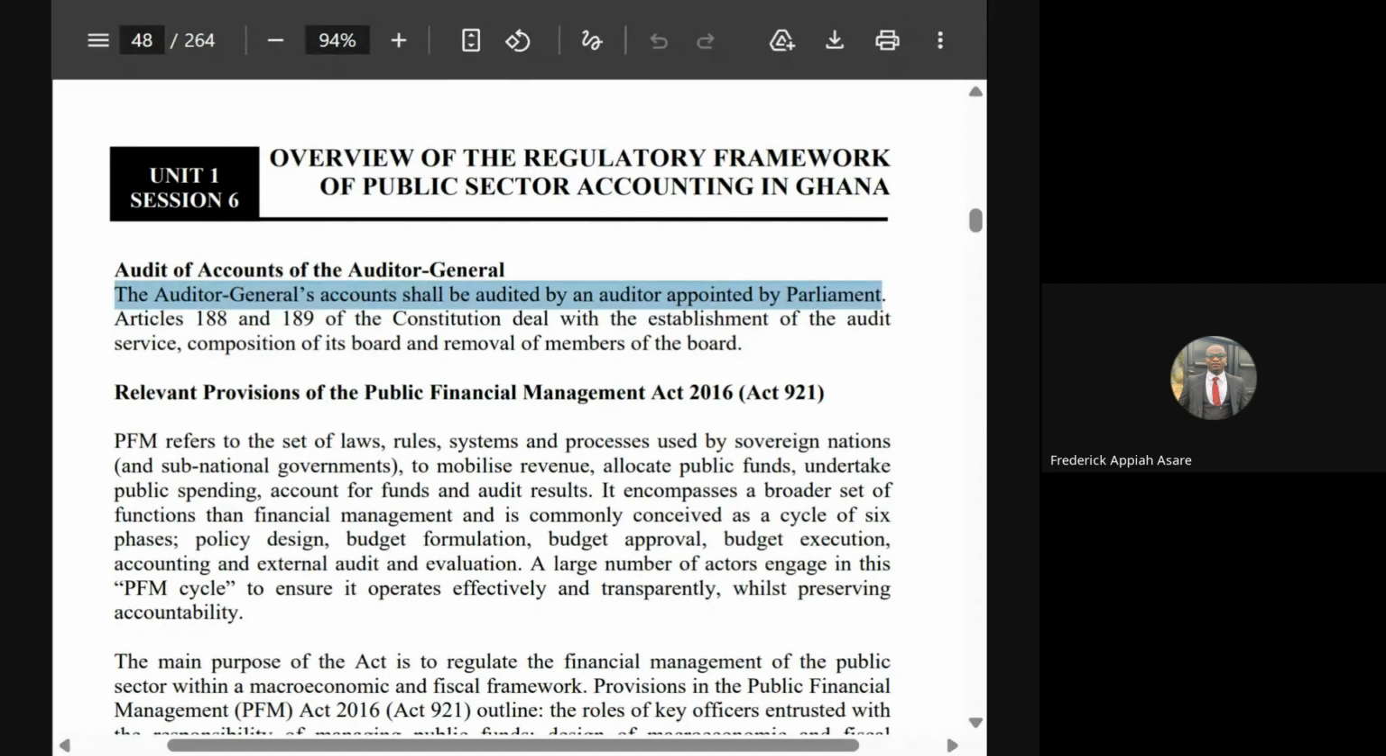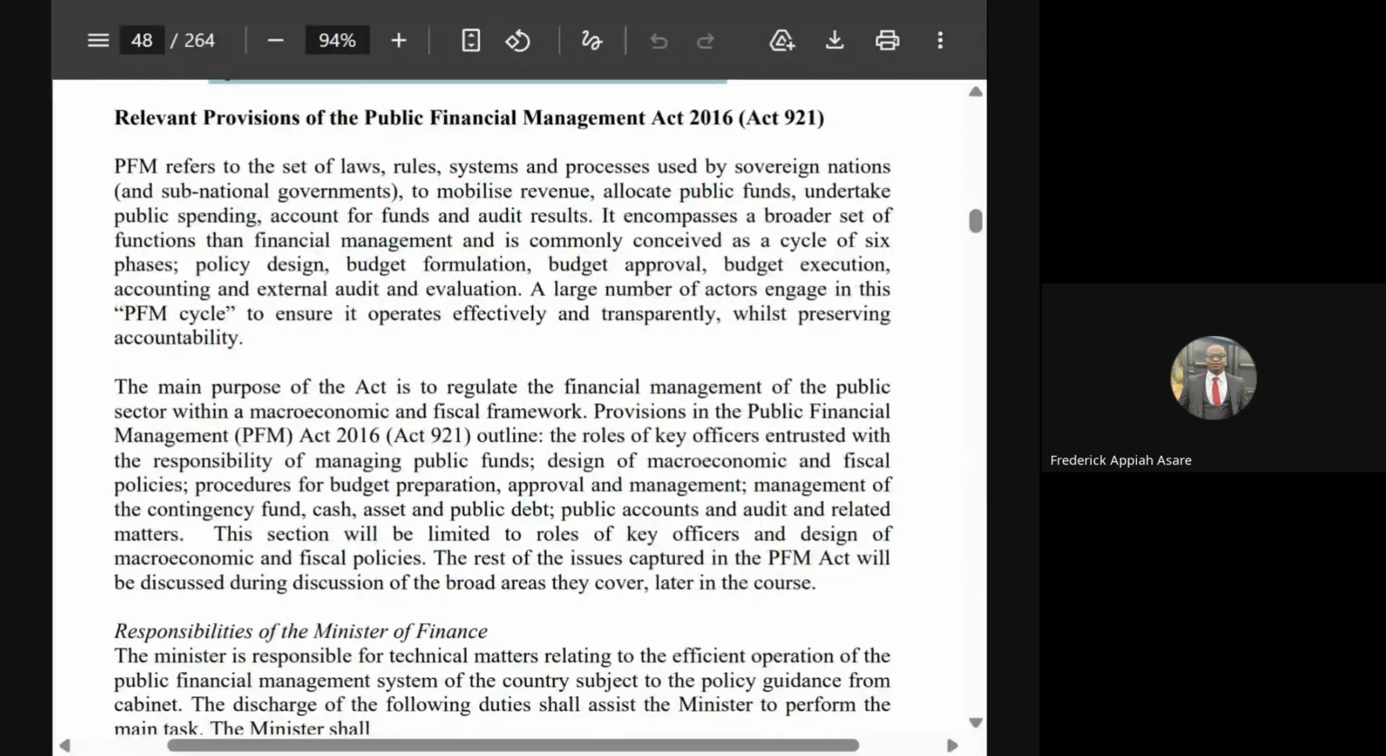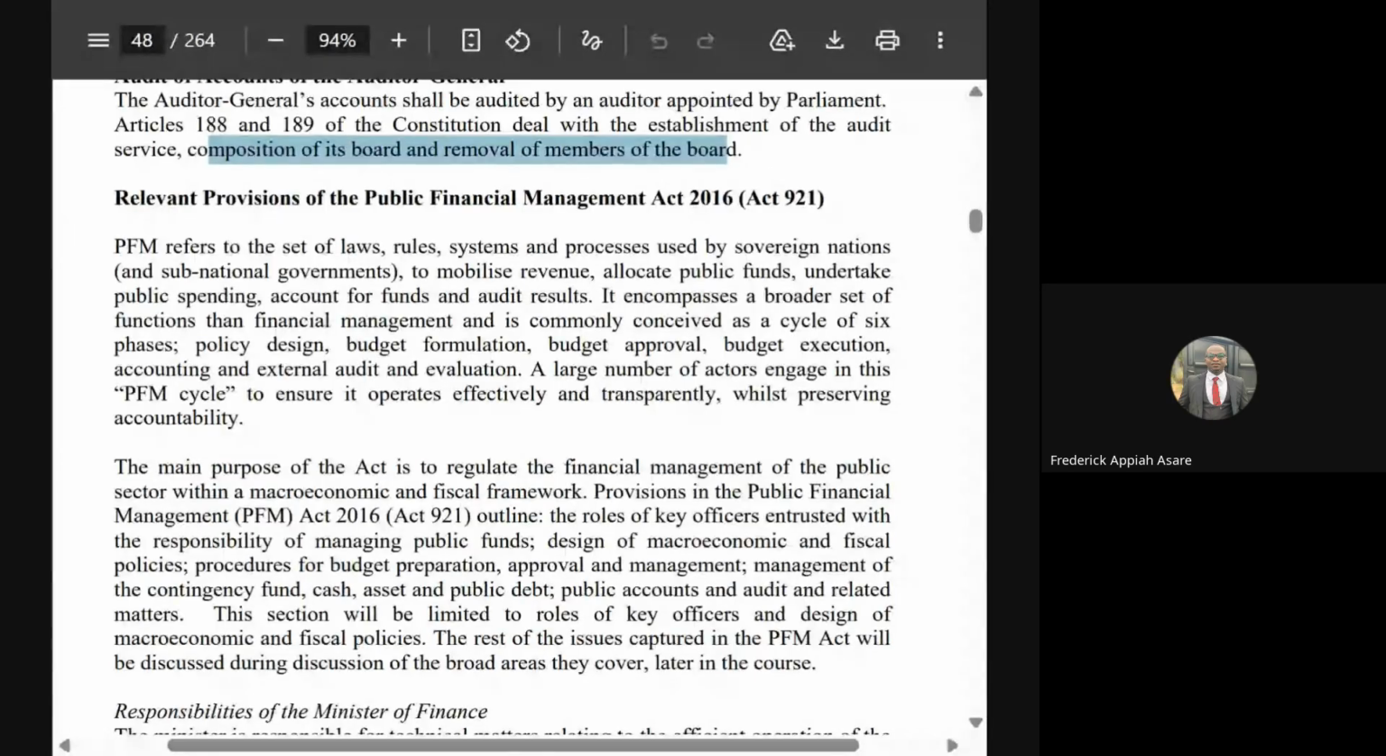When it comes to Articles 188 and 189, they deal with the establishment of the Audit Service, the composition of its board, and the removal of the members of the board. Now, that is what the 1992 Constitution has for us in relation to public funds management or public sector accounting.